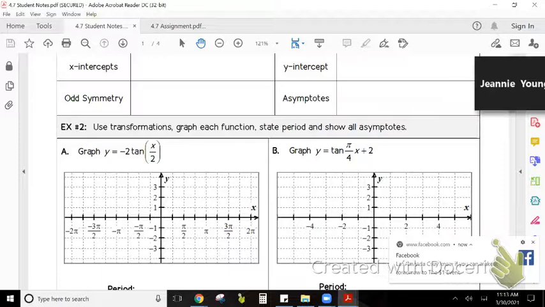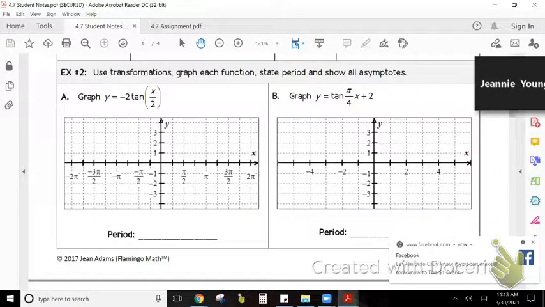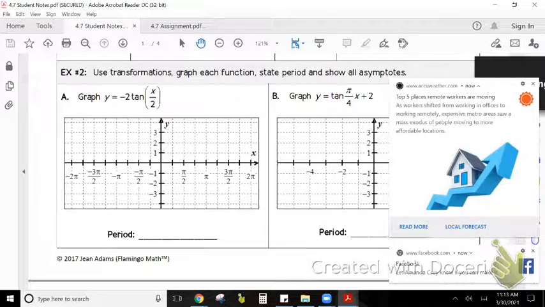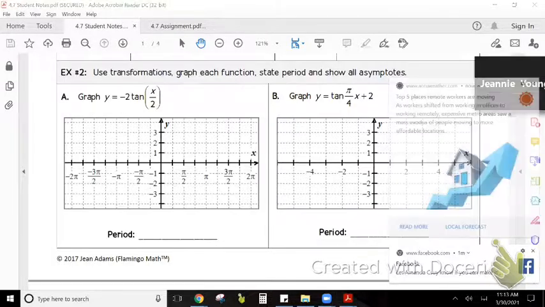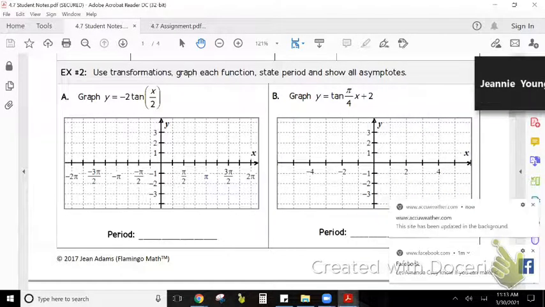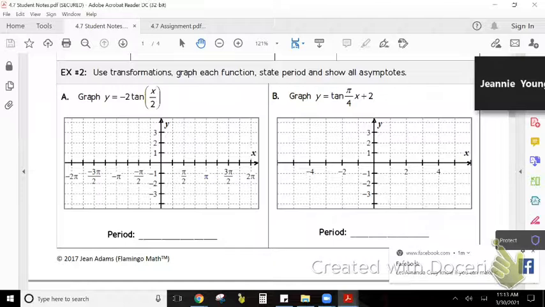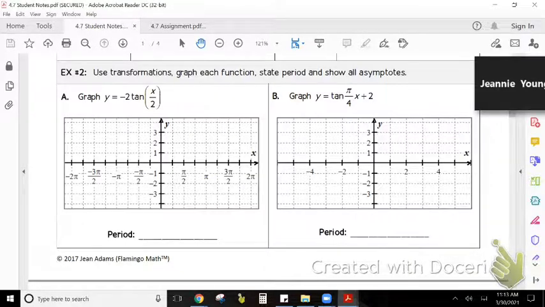All right, so from there, guys, we're just going to do the same exact thing we were doing on sine and cosine. We're just using a different parent table, okay? Sorry, I don't know why all this stuff is popping up all of a sudden here. Okay. All right, so in example 2, it says we're going to graph y equals negative 2 tangent of x over 2. So we've got our tangent table up above, right?